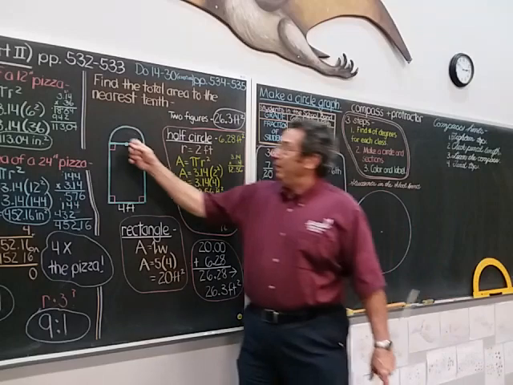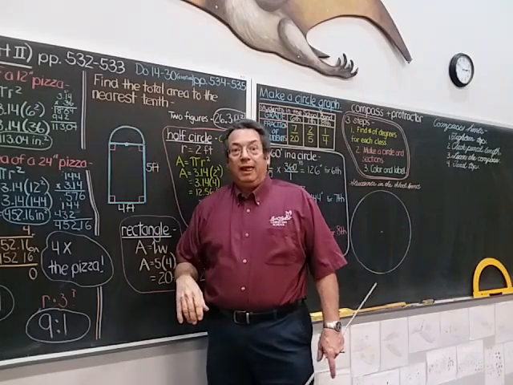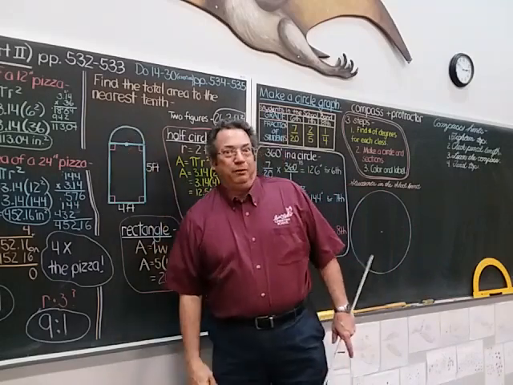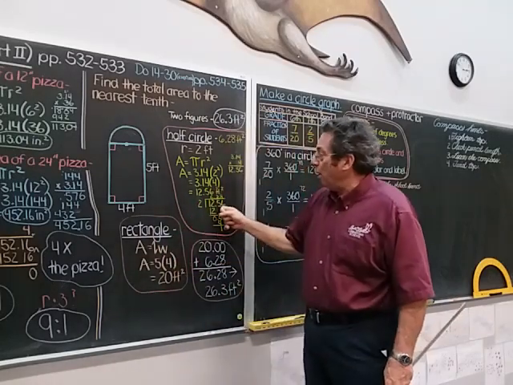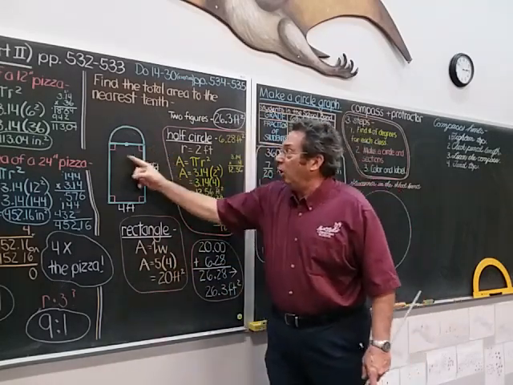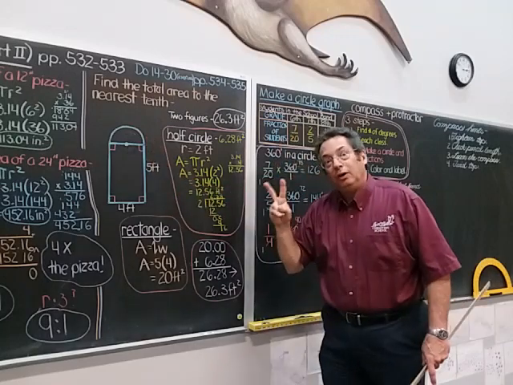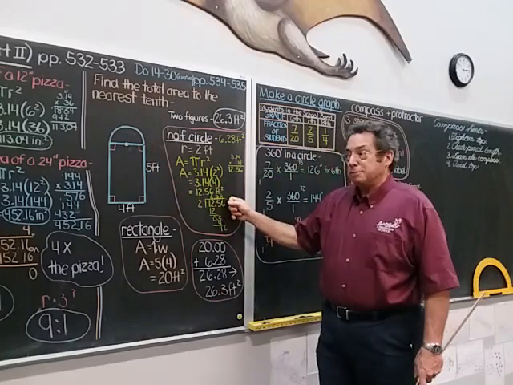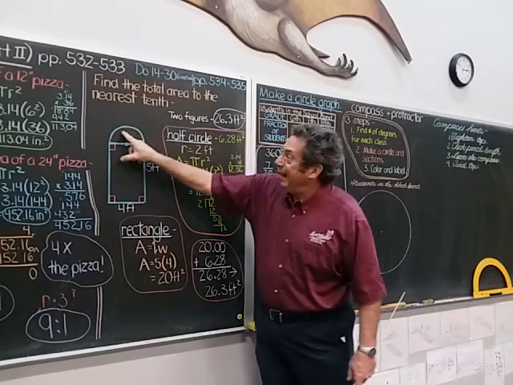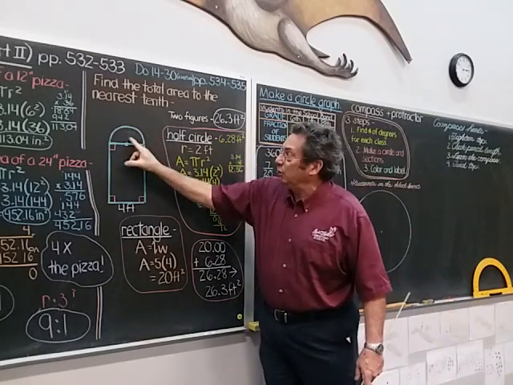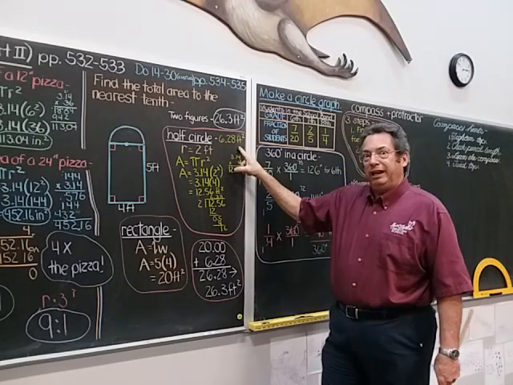Now that's the thing. That's for the whole circle. I only see half a circle that I need to find the area for, not the whole circle. So I divided 12.56, if this were a whole circle, by 2. And when I do that, I get 6.28. So the area of this part up here, not the whole circle, is 6.28 square feet.